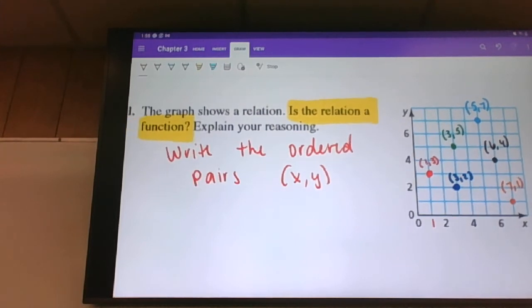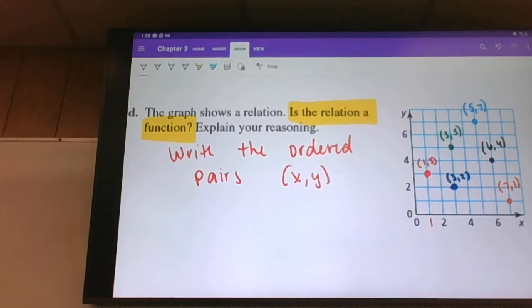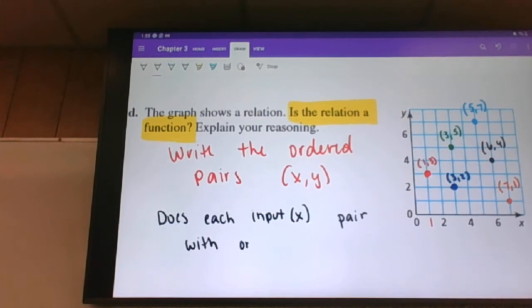Alright, so now, is this a function? Does this follow the input-output rule? Did I say input was x or y? Does each input x pair with one output y? Yes or no? Is it a yes or a no?